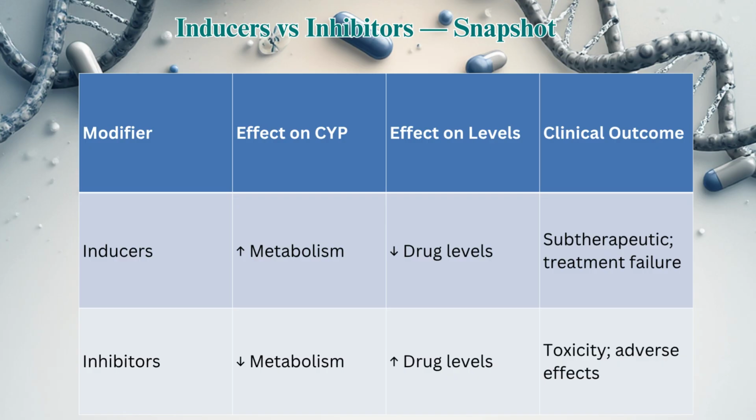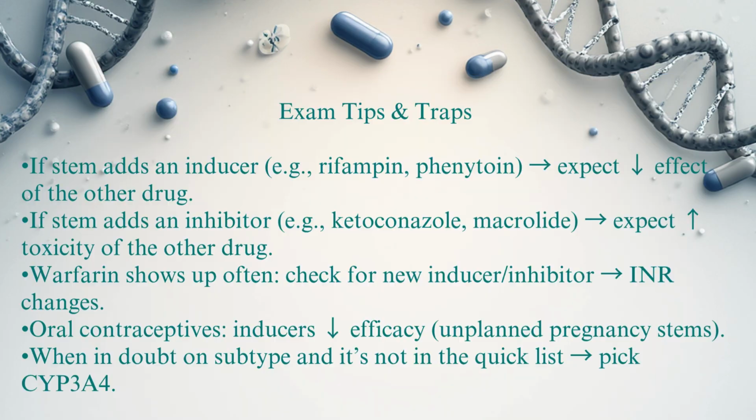So in one line, inducers speed up metabolism, lower drug levels, and cause treatment failure. Inhibitors slow down metabolism, raise drug levels, and cause toxicity. If you can remember that pattern in this table, you'll be able to reason through most CYP450 questions on exams and in practice.